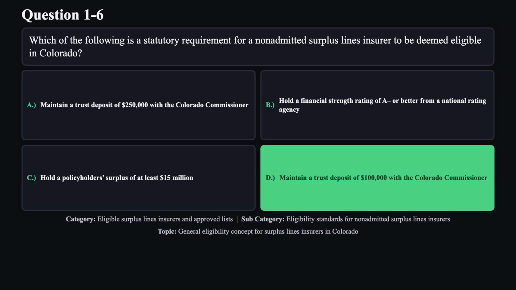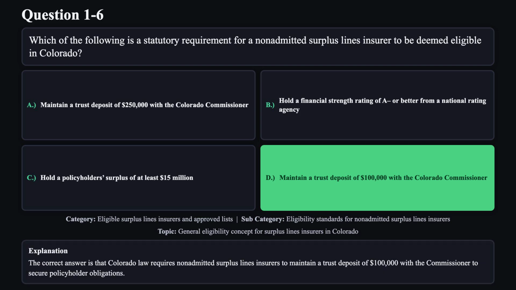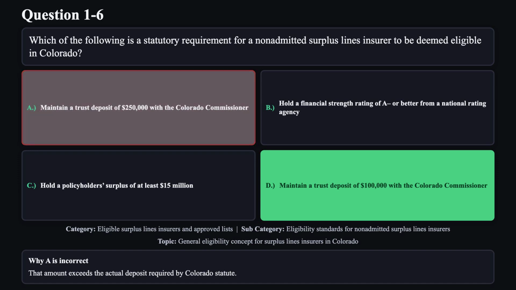The correct answer is D. Colorado law requires non-admitted surplus lines insurers to maintain a trust deposit of $100,000 with the Commissioner to secure policyholder obligations. Reason A is not correct. That amount exceeds the actual deposit required by Colorado statute.